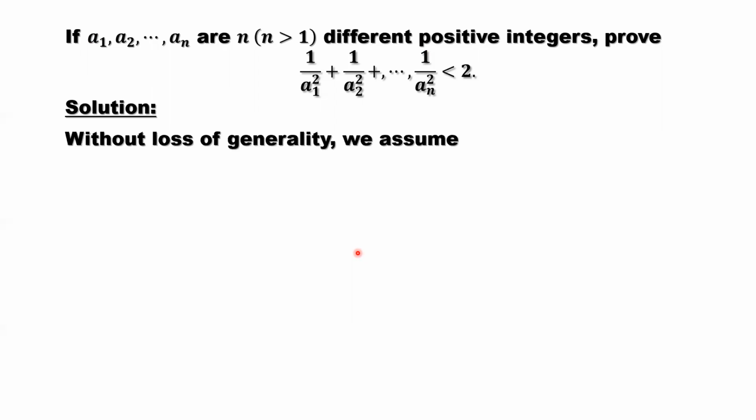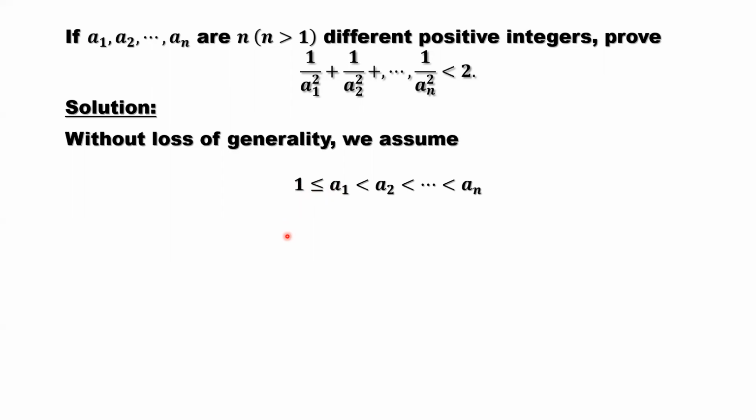First of all, we assume A1 is bigger than or equal to 1, less than A2, less than up to AN. We can rearrange those N numbers in ascending order because they are different, so we always can assume this way. Less than, not equal. So here, this is at least 1. The smallest should be 1.